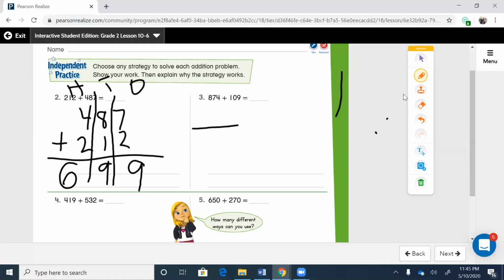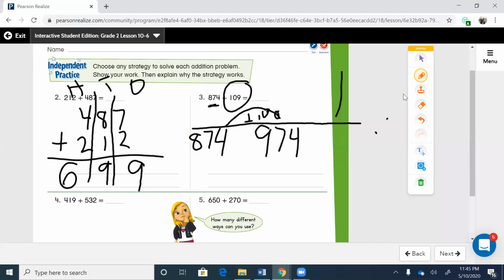All right, for the next one, I'll go ahead and choose the open number line. You start by putting the bigger number at the beginning, okay? 874. The reason I picked the open number line is because it's not going to be that hard to just add this up. Let's look at the hundreds. How many hundreds are there? 1, right? So we can make plus 100. And we do that mentally. That would be 974.